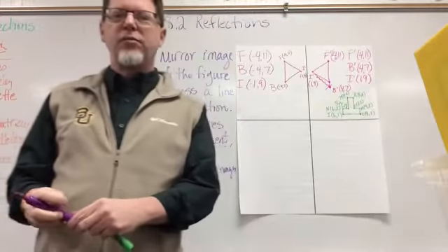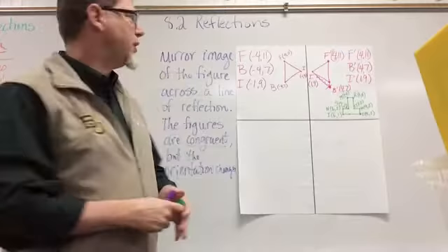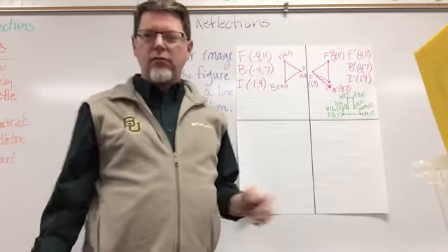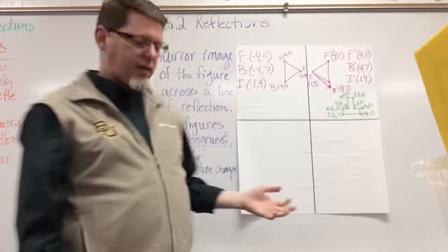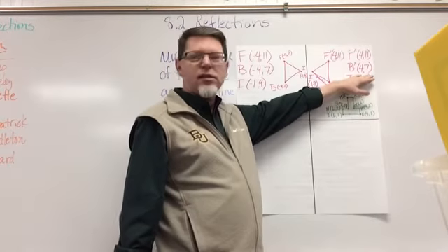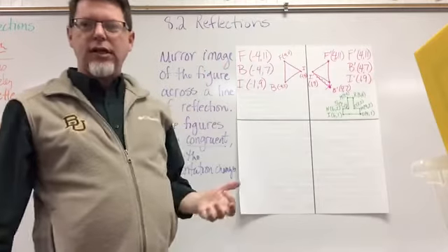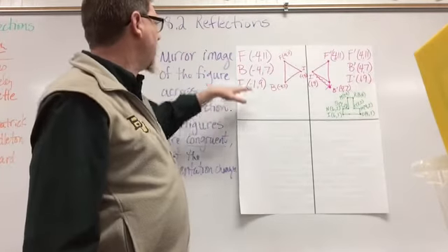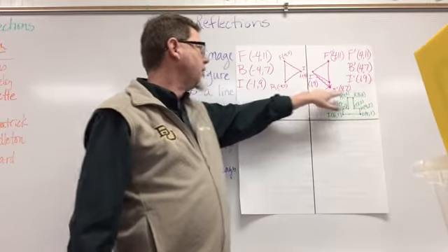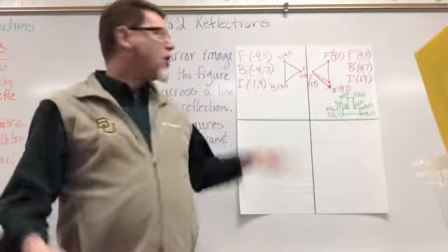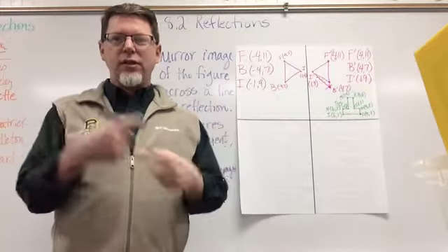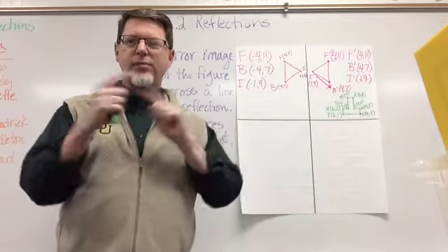Now let's look at the difference between the original and the new points. The original point was -4, 11. The new point is 4, 11. What changed? Yeah, the x value changed. The old B was -4, 7, and the new B is just 4, 7. The x changed. And the original I is -1, 9. The new I prime is 1, 9. So in all of these, when I reflected across the y-axis, the only thing that changed was the x value, and it just became the opposite.